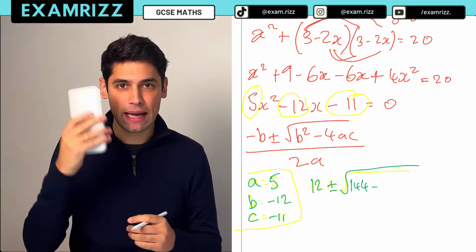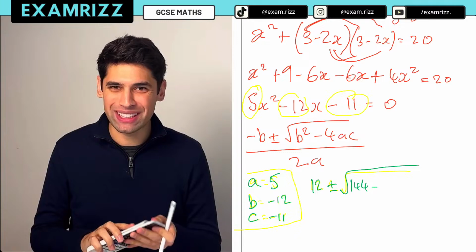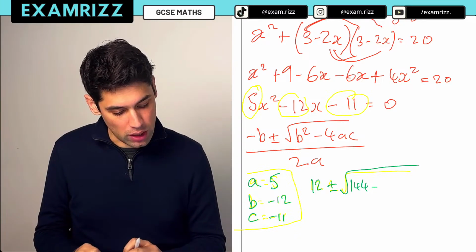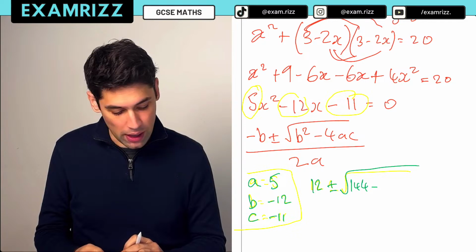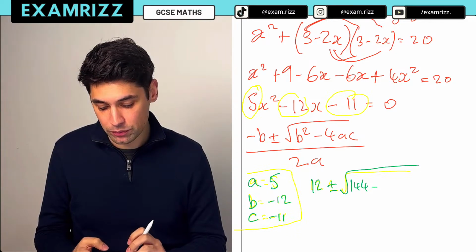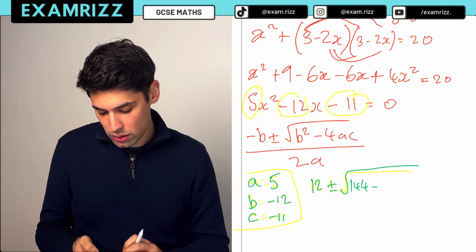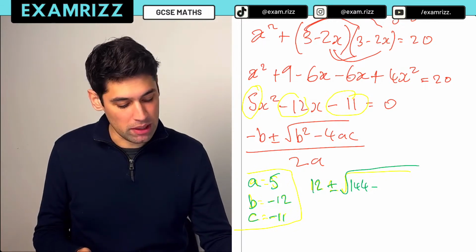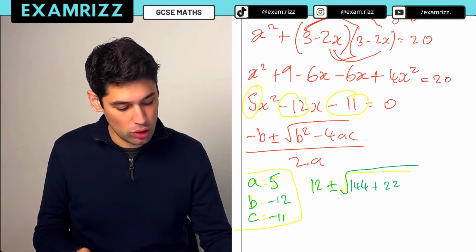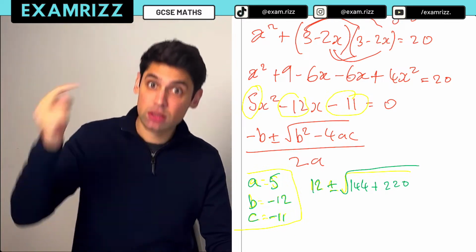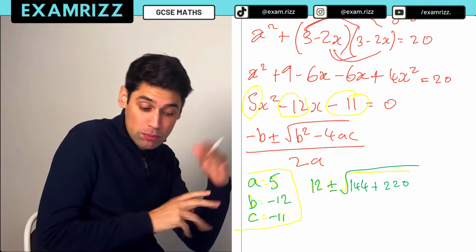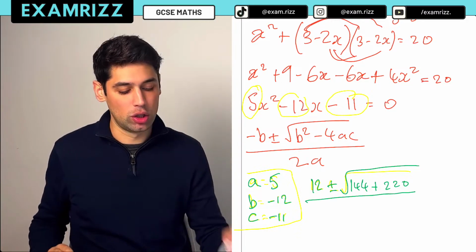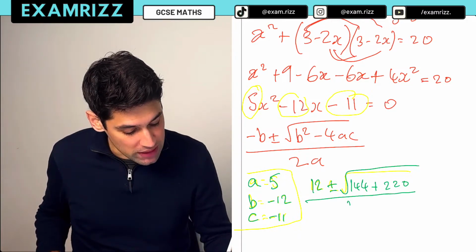Now, I've got my trusty calculator here. I hope you guys brought your trusty calculators to the session. We're going to have 4 times A, which is 5 times minus 11, which is minus 220. So we're going to be plussing 220 because it's minus 4AC. 4AC was minus 220. So minus 220, and that is over 2A, which will be 10.